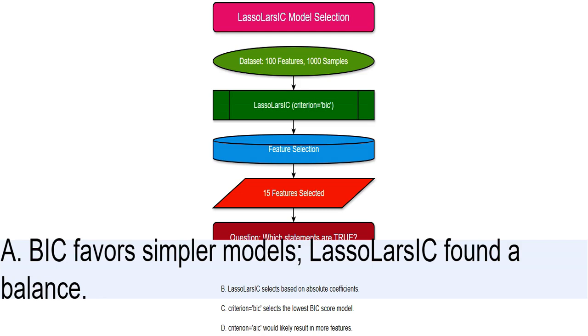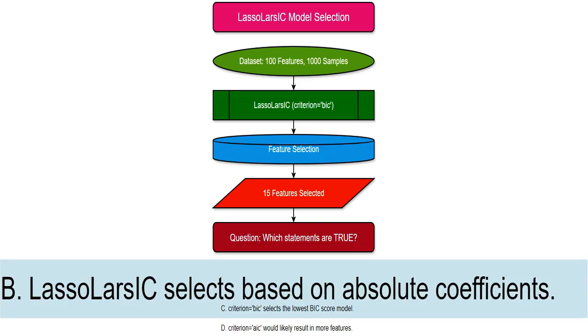However, it's crucial to remember that it's the BIC that makes the final decision about which features to include. BIC prefers simpler models, fewer features, all other things being equal. LassoLarsIC, using BIC, selected only 15 features, striking a balance between how well the model fits the data and how simple it is. That's pretty neat.